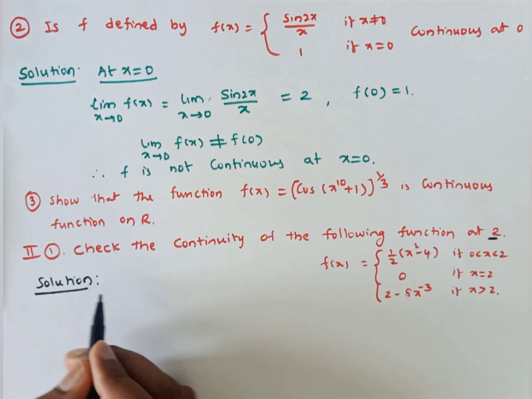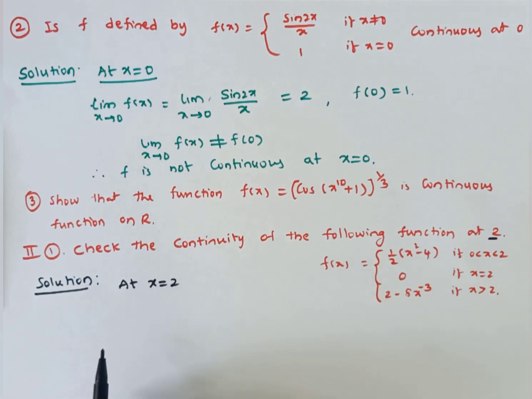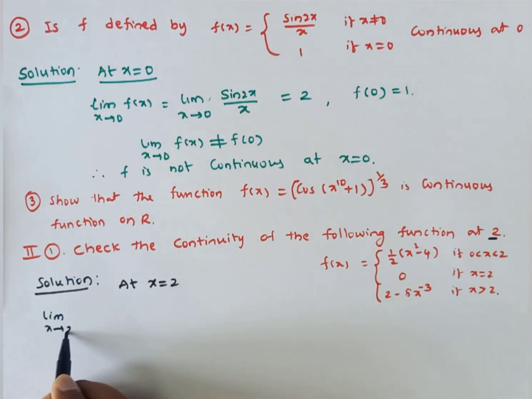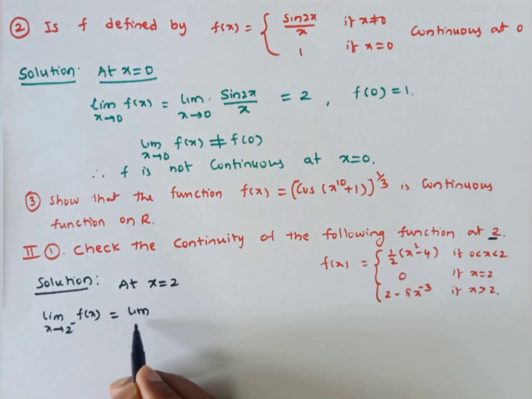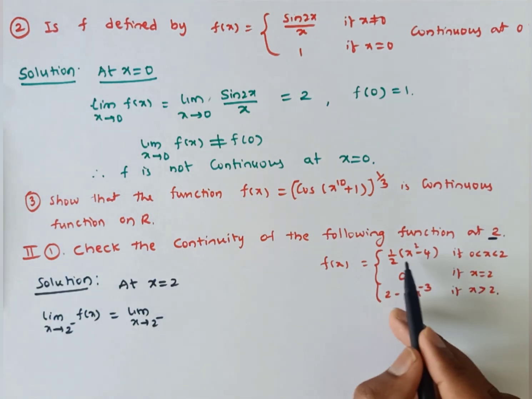So we only need to check at 2. At x equals 2, we need the left hand limit, the right hand limit at 2, and the function value. Left hand limit means x less than 2, right hand limit means x greater than 2, and function value means x equals 2. So first, the left hand limit is the limit as x tends to 2 minus of f of x, where x is less than 2, this one.